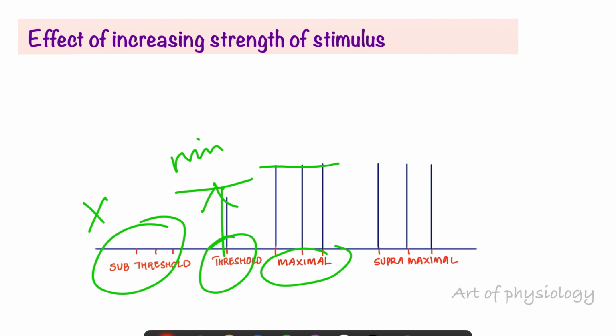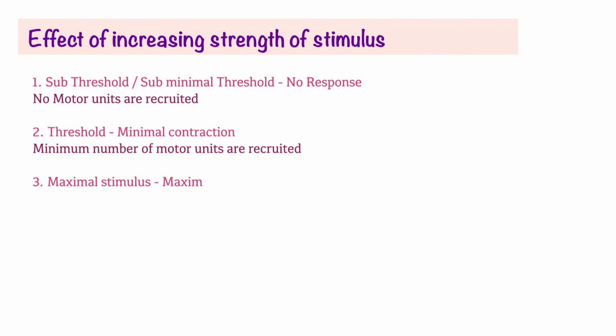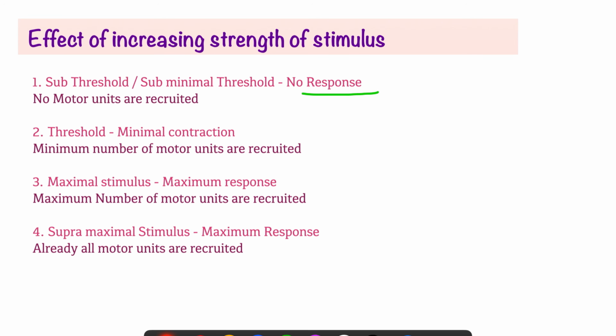If we are giving more and more stimulus, that is supramaximal, we are getting a maximum response the same as that of the maximum stimulus. So here the response in the maximum and supramaximal is the same. Why? Because of the all or none law. Either it will not produce any kind of response or it will give maximum response. In sub-threshold, we are not getting any response. Why? Because no motor units are recruited here.